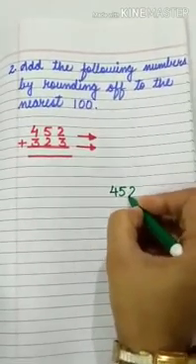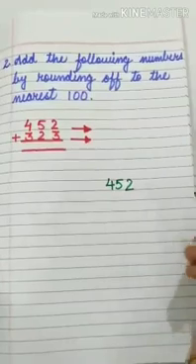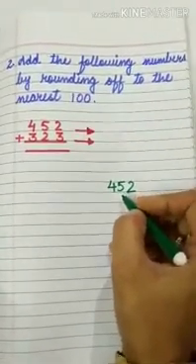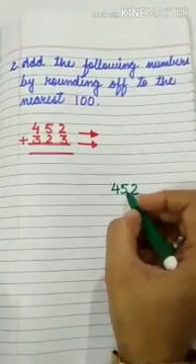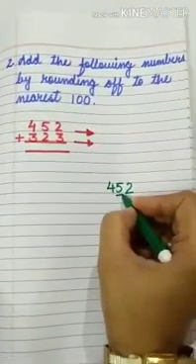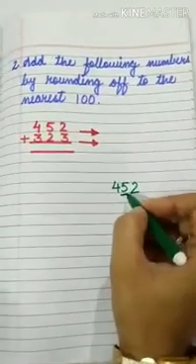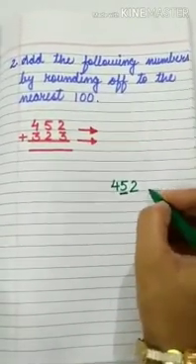So the number is first 452. So to round off to the nearest 100, what is the first step? The first step is to underline the tens place digit, right? So here the tens place digit is 5. So here we have underlined it.